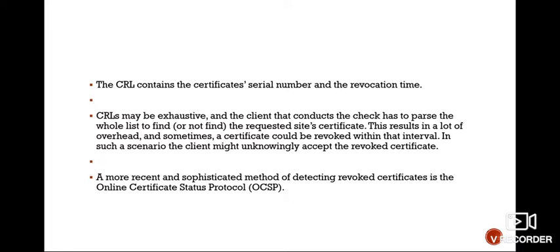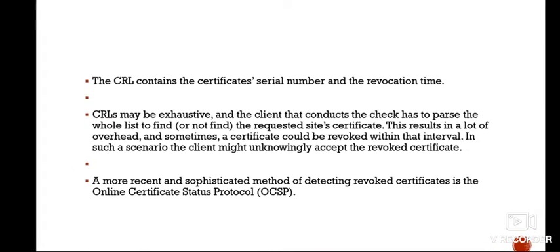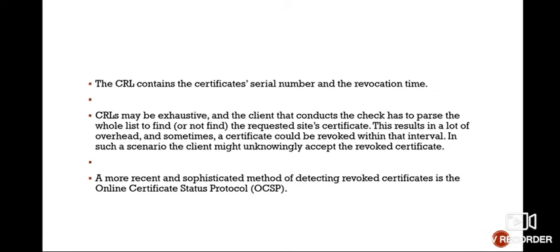CRLs may be exhaustive, and the client that conducts the checks has to parse the whole list to find or not find the requested site certificate. This results in a lot of overhead, and sometimes a certificate could be revoked within the interval. In such a scenario, the client might unknowingly accept the revoked certificate. A more recent and sophisticated method of detecting revoked certificates is the Online Certificate Status Protocol.